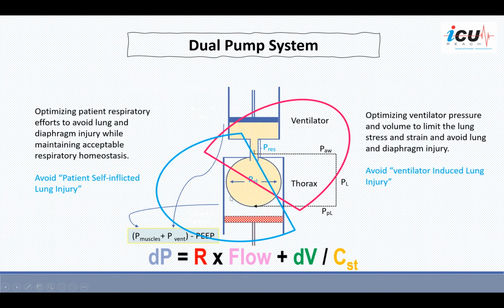So the negative pressure that is generated by the patient can cause an increase in the transpulmonary pressure, and those alveoli will be under more pressure if the patient added his negative pressure to the pressure generated by the ventilator.